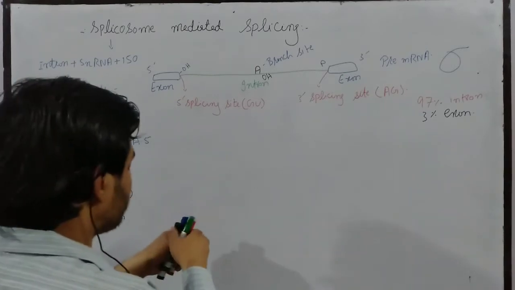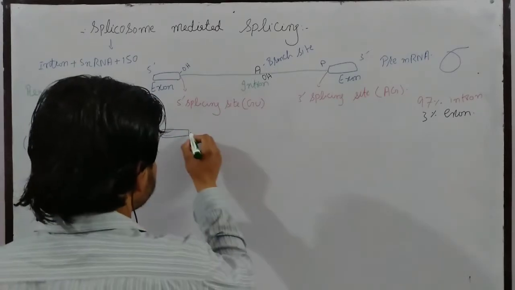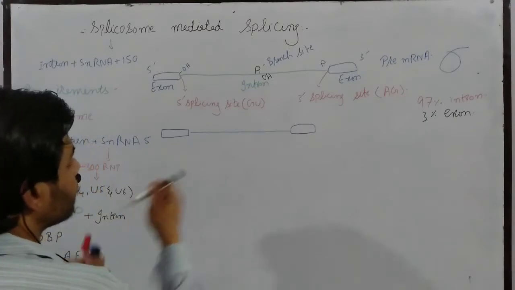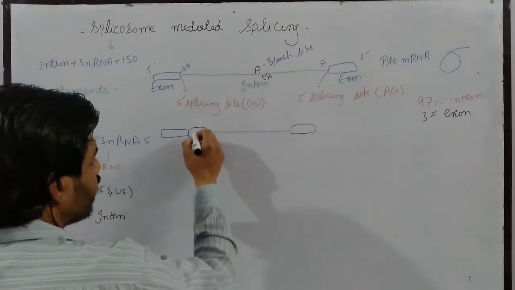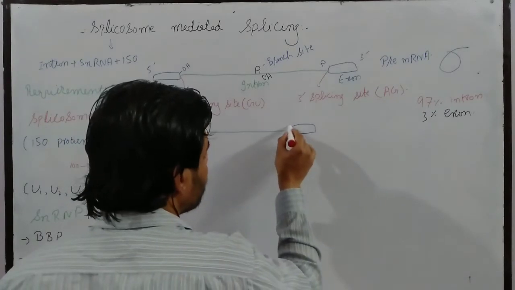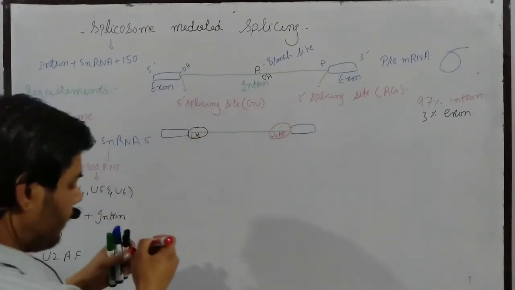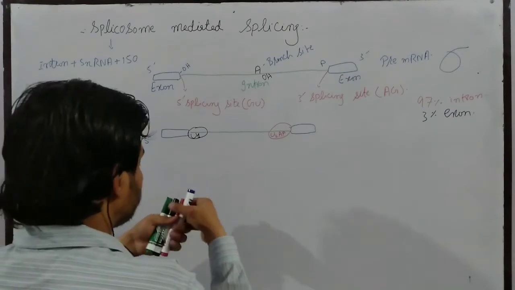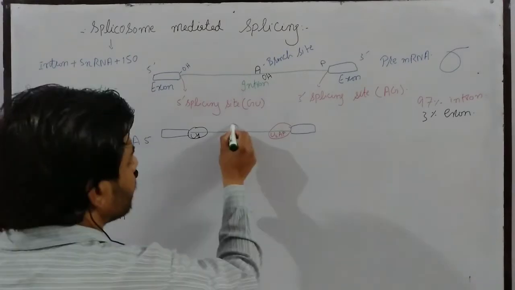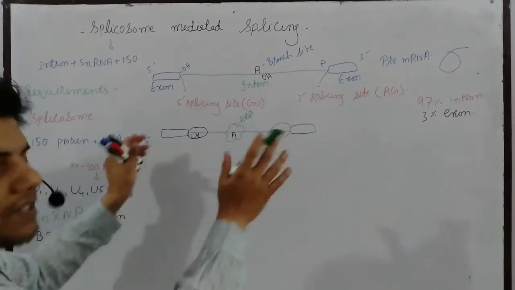Okay, so let me draw what happens. At that specific area we have U1 bound here, and at that area we have U2AF, and then with this branch site, as you can see, here we have the branch binding protein bound, BBP. This is the first step.